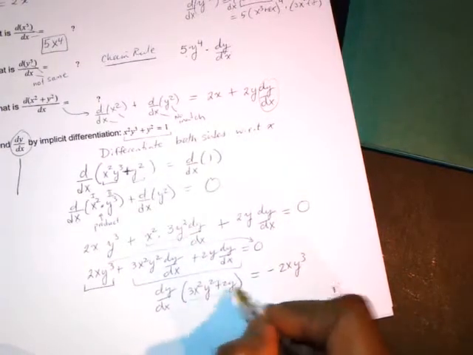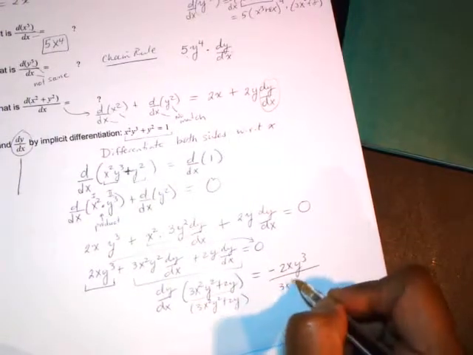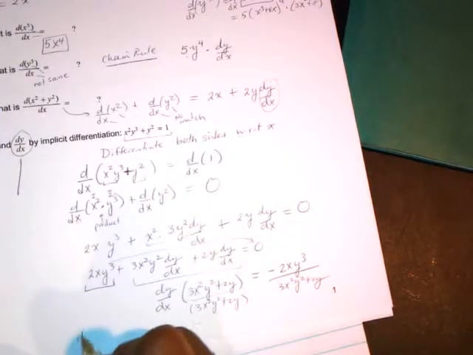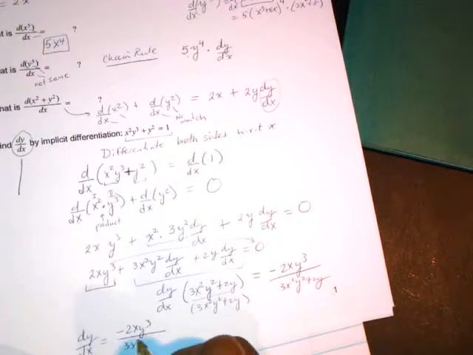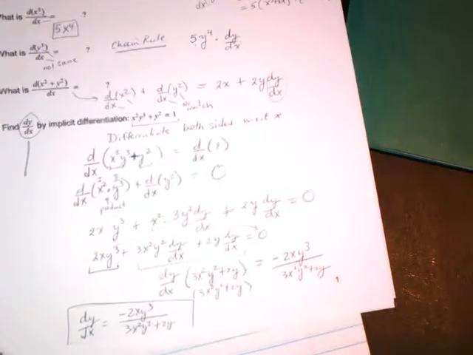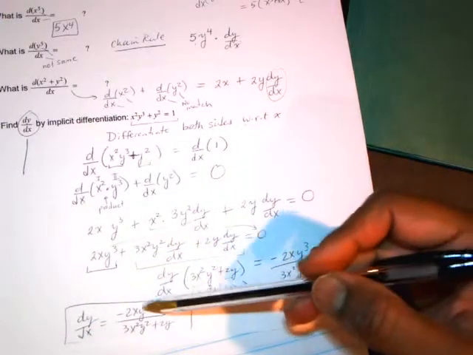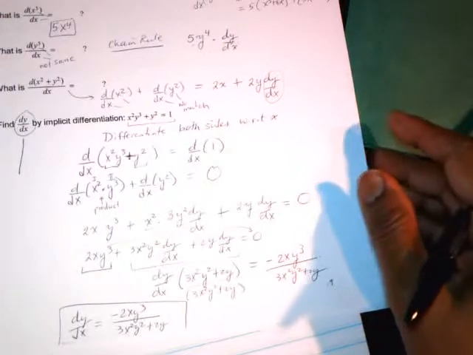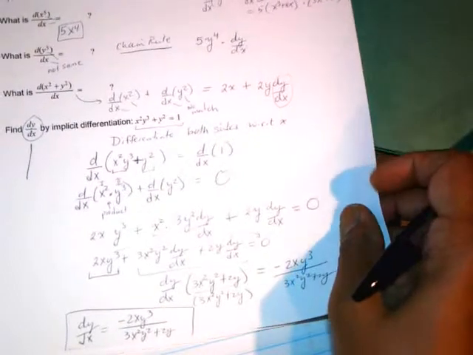And then finally divide, and then you solve for dy/dx. So divide both sides, and your final answer is dy/dx equals negative 2xy cubed divided by 3x squared y squared plus 2y. So again, the answer is different from how it used to be, because in the past dy/dx was all x's, but here we still have y's in it. So if you're trying to find the slope of a tangent line, you'll need both x and y values to do so.